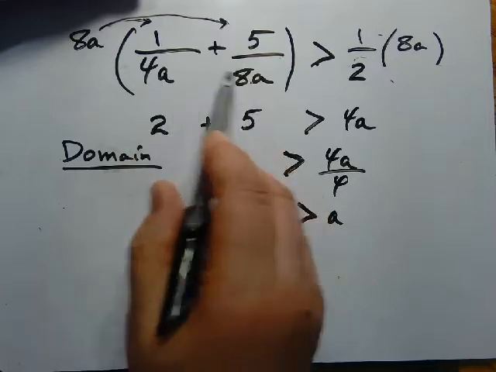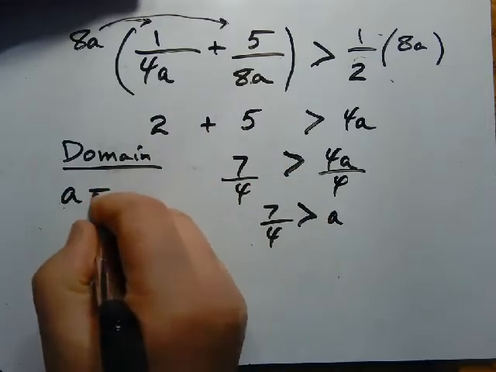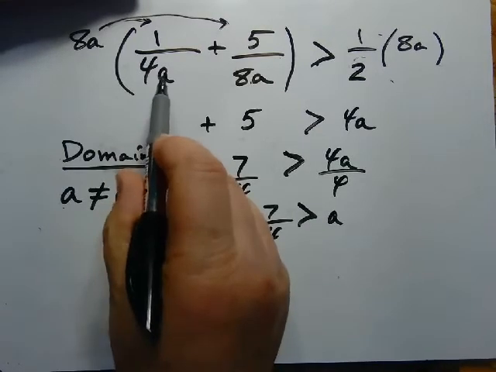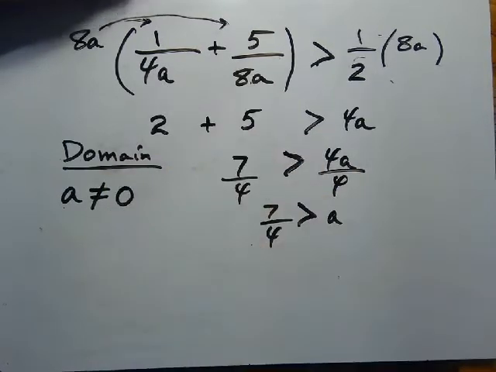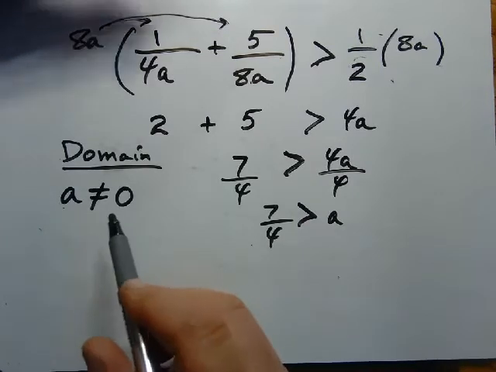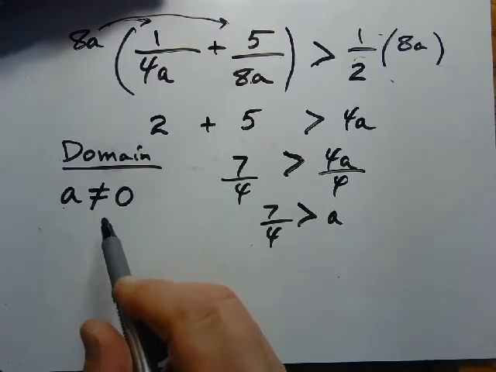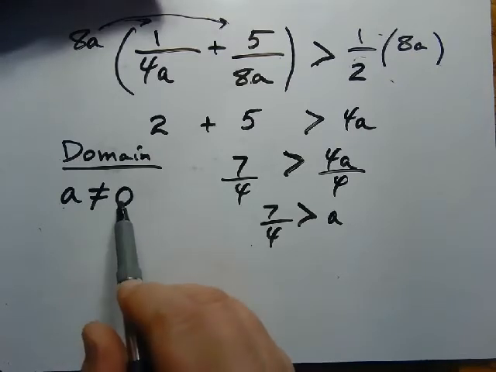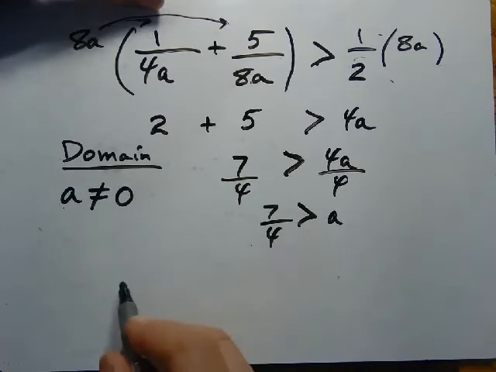Well, in the denominator here, a cannot be 0. If a is 0, that's 0 in the denominator. A is 0, that denominator is 0. So we see that a cannot be equal to 0. Okay?